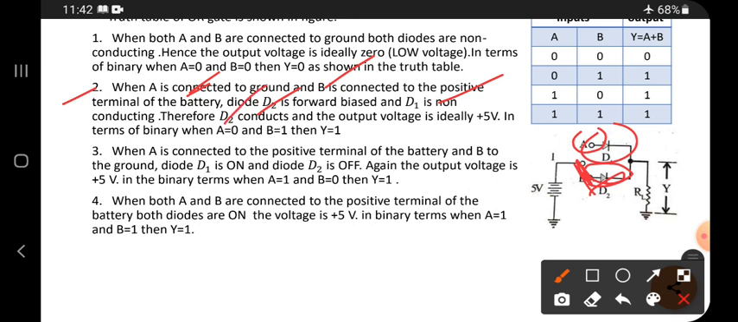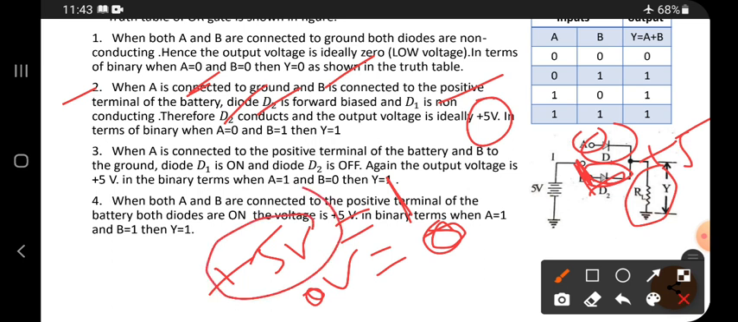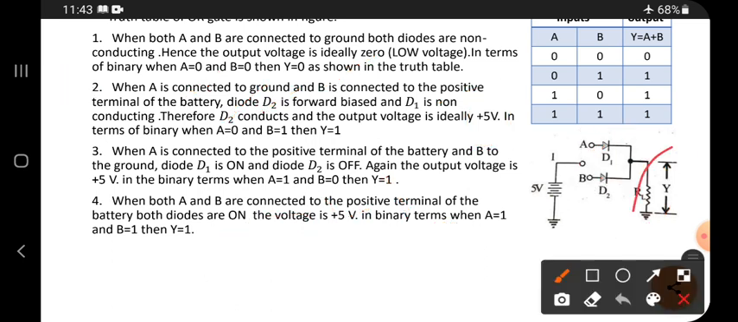Therefore D2 conducts, and the output voltage is ideally 5 volts. So here we get 5 volts. 5 volts indicates binary 1, and 0 volts indicates binary 0. Binary 0 means 0 volts, binary 1 means 5 volts. So like this, 5 volts will appear across the output.